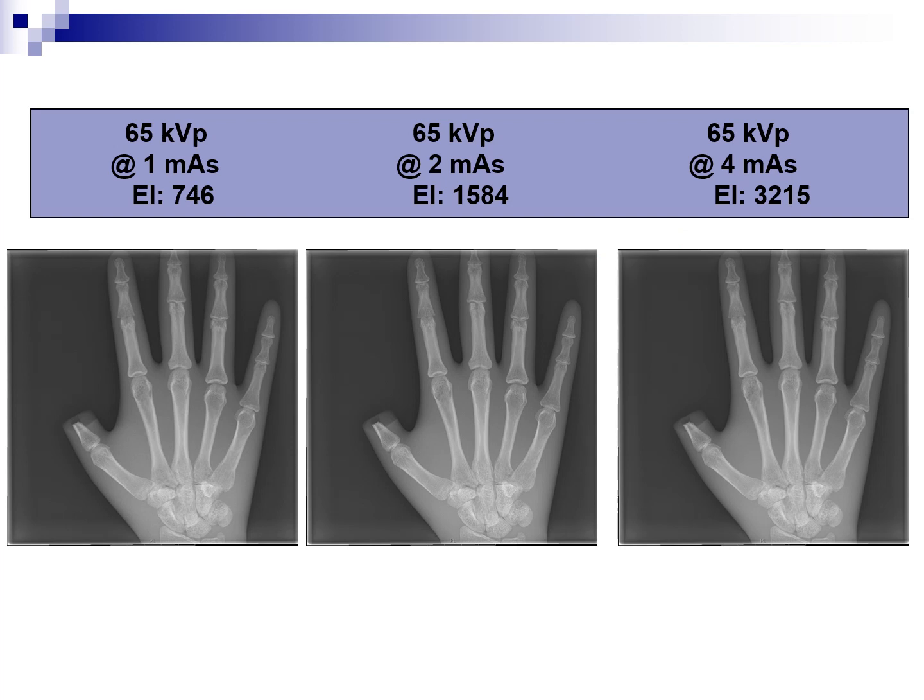The three exposures were taken at 65 kVp. The first one was taken at 1 mAs with an EI number of 746. And we can see that when we increased to 2 mAs, the second image had an EI number of 1584. The third one was taken at 4 mAs and had an EI number of 3215. So as we increase mAs, we're going to increase receptor exposure.